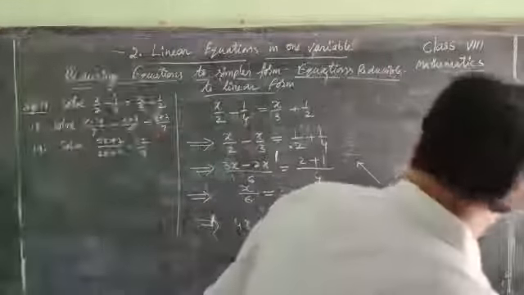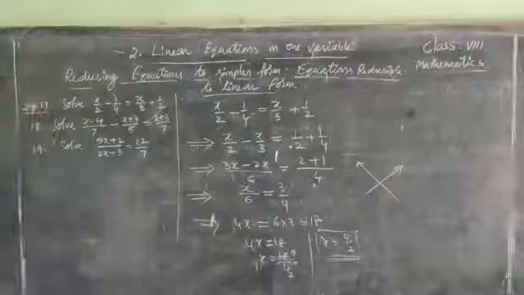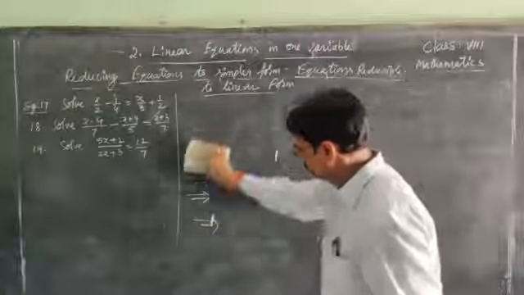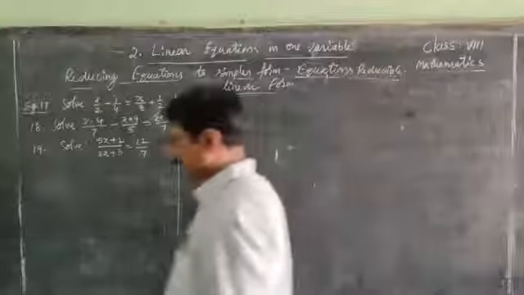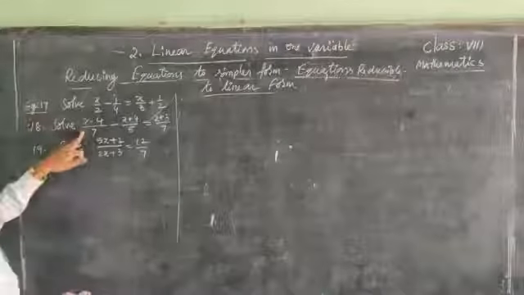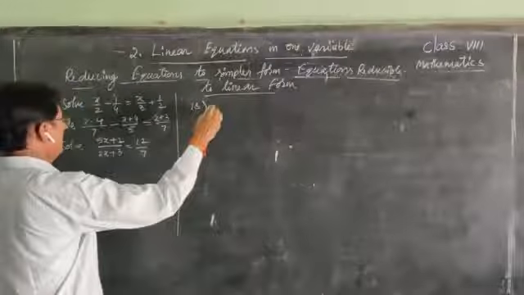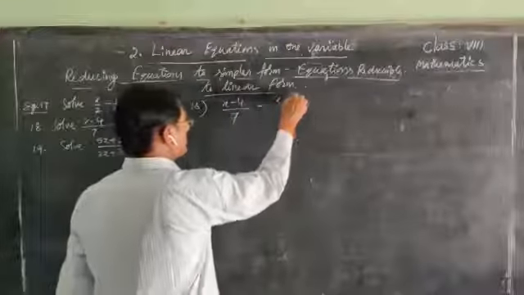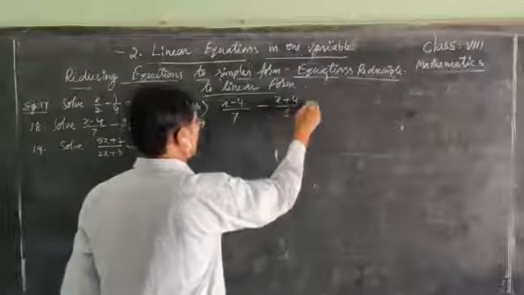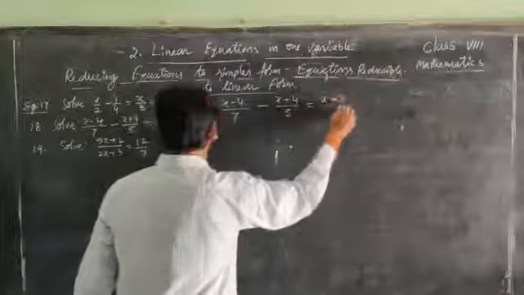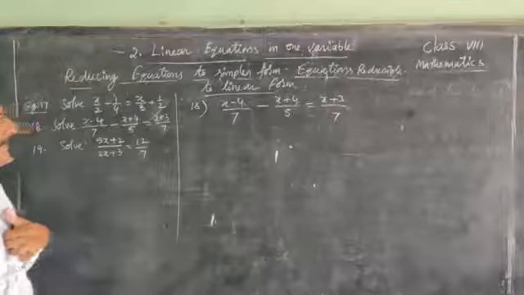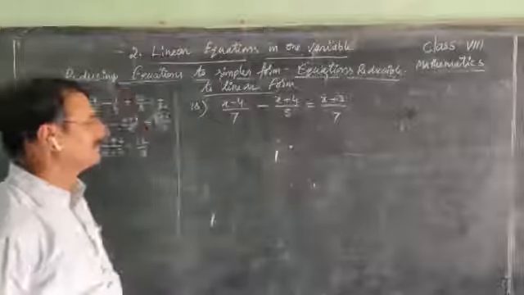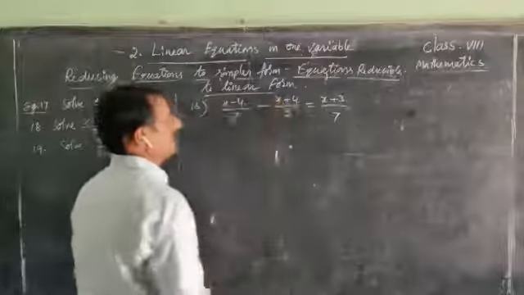Now we observe another example. See that. Example: x minus 4 by 7 minus x plus 4 by 5 equals x plus 3 by 7. There are two terms on the left side and only one term on the right side. First, we must simplify on the left side only.